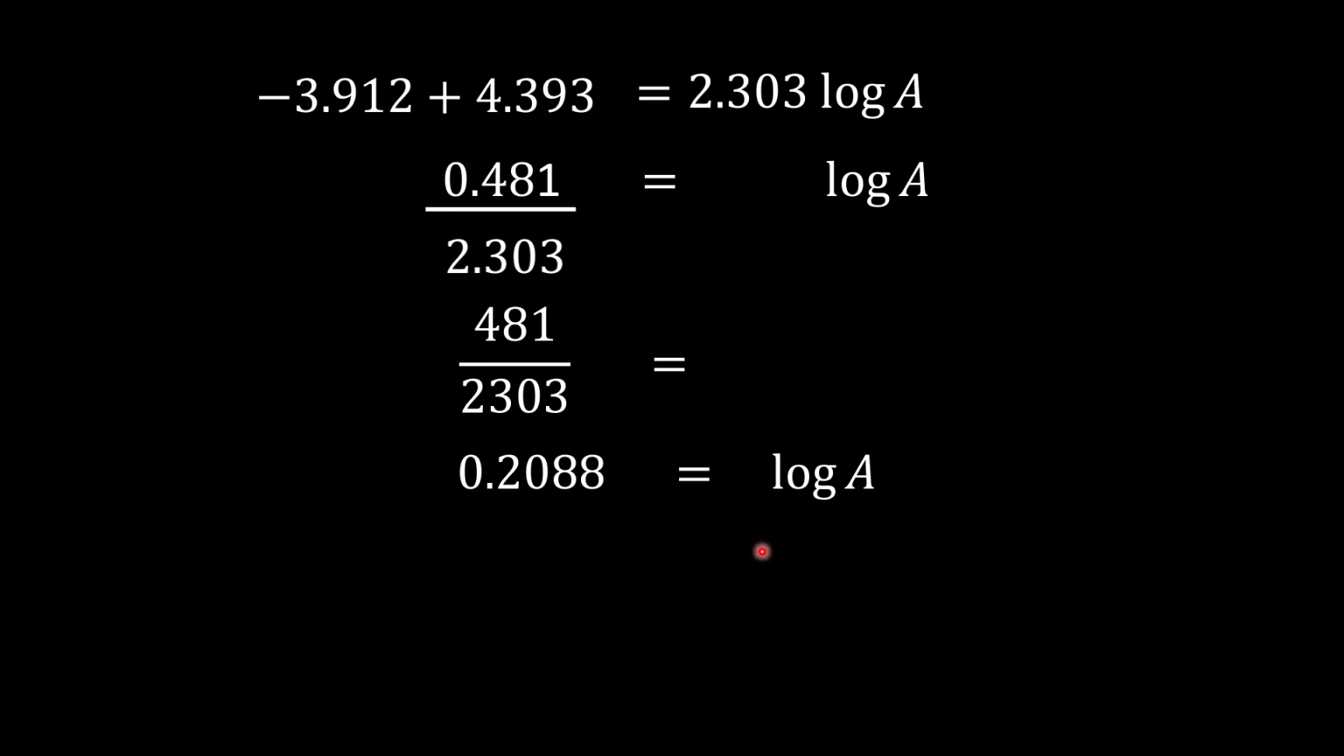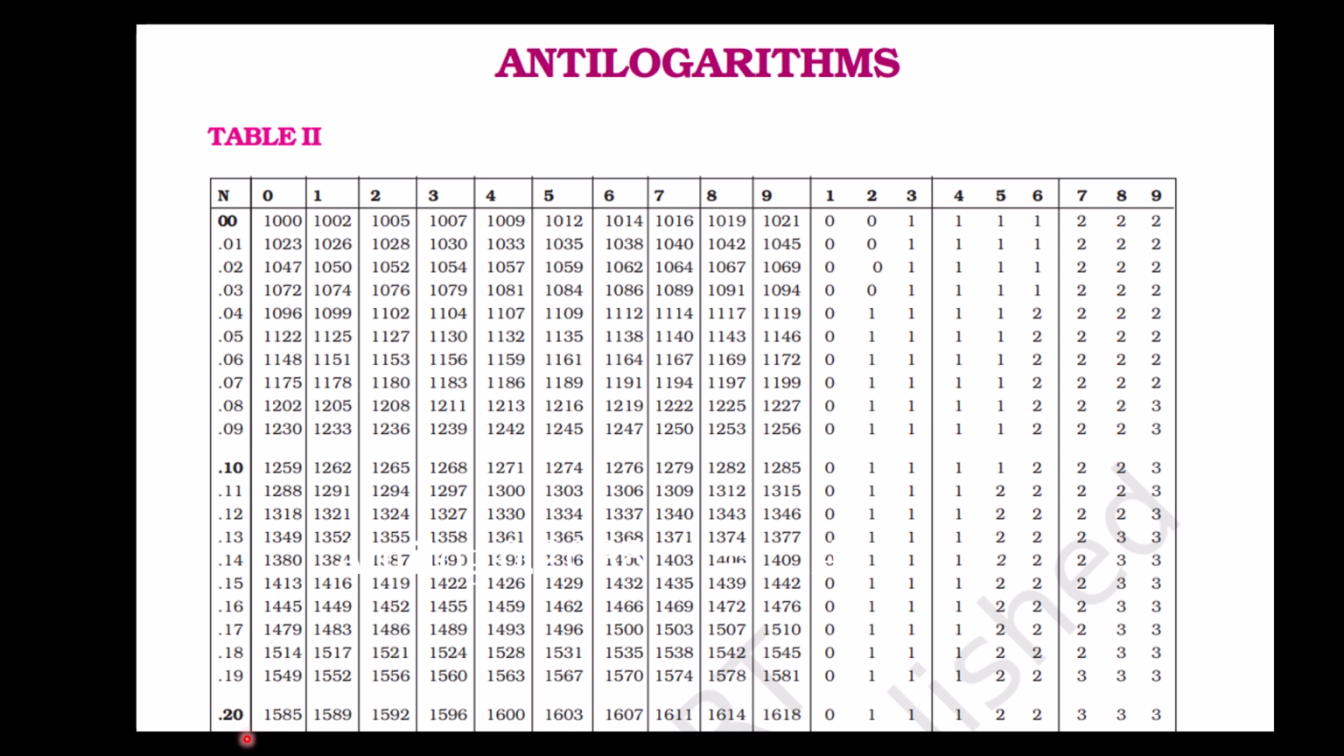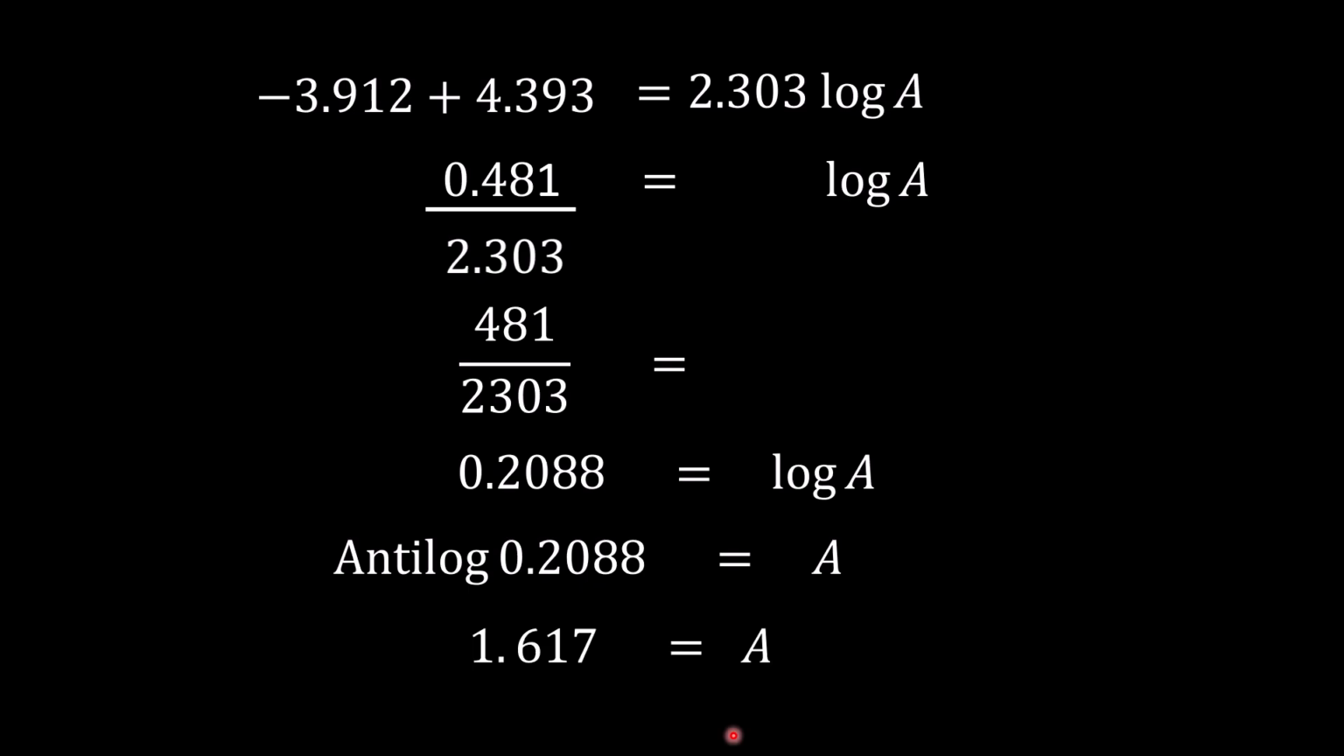To find A value, we have to take anti-log on both the sides. So next we see the anti-log value for 2088 on anti-logarithm table. So here 20 on 8, 208 values 1614, and this 8 values 3. So adding these two values we get 1617. So before the decimal point 0 is present, so we put a decimal point after one number, that is 1.617 is equal to A. This is the frequency factor or Arrhenius constant value.